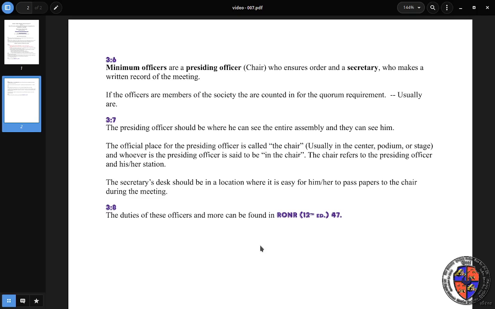Now, the presiding officer should be where he can be seen by the entire assembly and they can see him. So sitting in the back corner, not really a good way to run a meeting. He's usually in the center of a table, on a podium or a stage, and the official place where the presiding officer resides is called the chair, which is usually that podium, stage, or center table. And whoever is the presiding officer is said to be in the chair. And the chair refers to the presiding officer and his or her station.